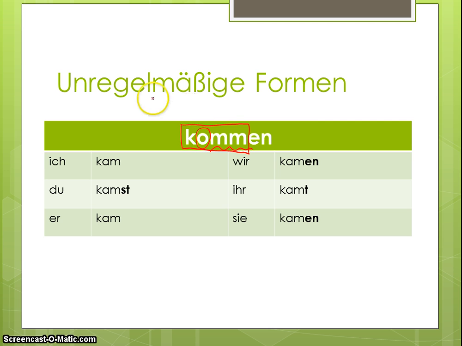So in this case here with kommen, our stem becomes kam. Okay, and again we have the ich and the er/sie/es form stay the same, just like in modal verbs, and we only add endings to the du, wir, ihr, and sie, and those are in fact your present tense endings. So this is really nothing new that you're learning here, you just have to apply it differently.